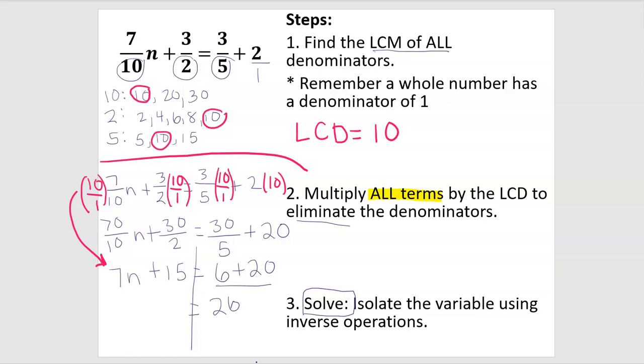6 plus 20 is 26. The rest of this comes down. And now I can solve my problem. I'm going to get rid of this 15 on both sides. And I'm left with 7n equals 11. I'm going to come over here. 7n divided by 7. That means that n is going to equal 11/7. And it's okay to have a fractional answer. That's okay. All right, so let's try it again.